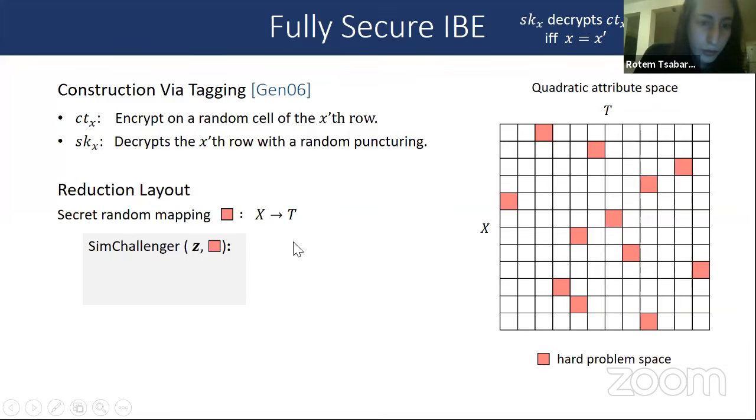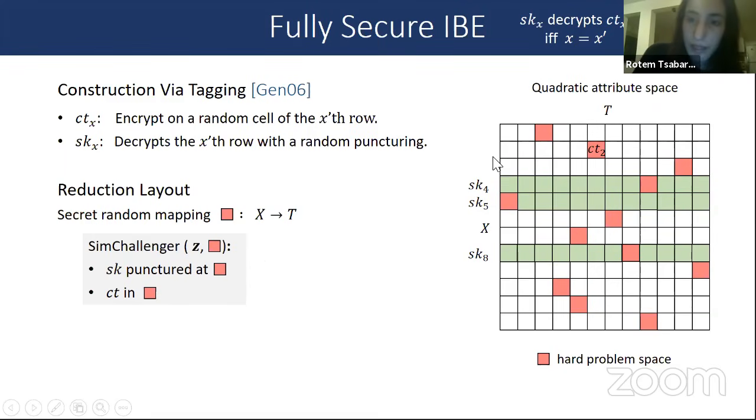And now the simulator would work as follows. Every time we're asked to generate a ciphertext, instead of choosing a random column, we will use the column that we already chose when the simulation began. And similarly, every time we're asked to generate a secret key, instead of choosing a random cell in which it will be punctured, we will also puncture it on the random column that we already chose at the beginning of the simulation.